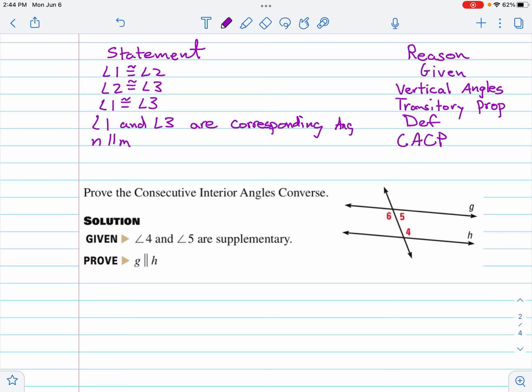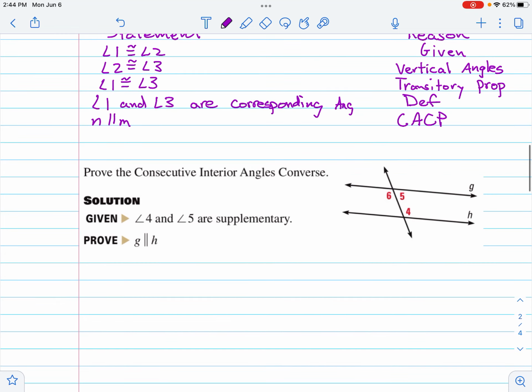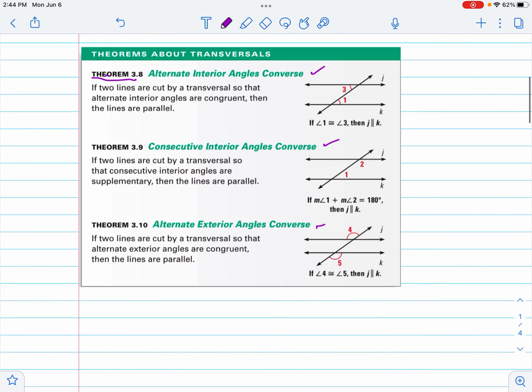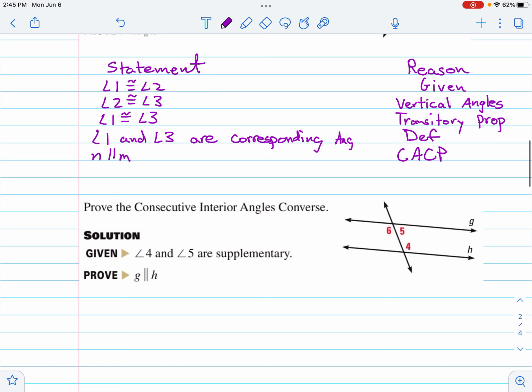Now, next we want to prove the consecutive interior angles converse. Okay, the consecutive interior angles converse. Now, remember the consecutive interior angles converse. If two lines are cut by a transversal so that consecutive interior angles are supplementary, then the lines are parallel. So this is what we're trying to prove over here. Then the lines are parallel. Okay, so here we go. Angle 4 and angle 5 are supplementary.